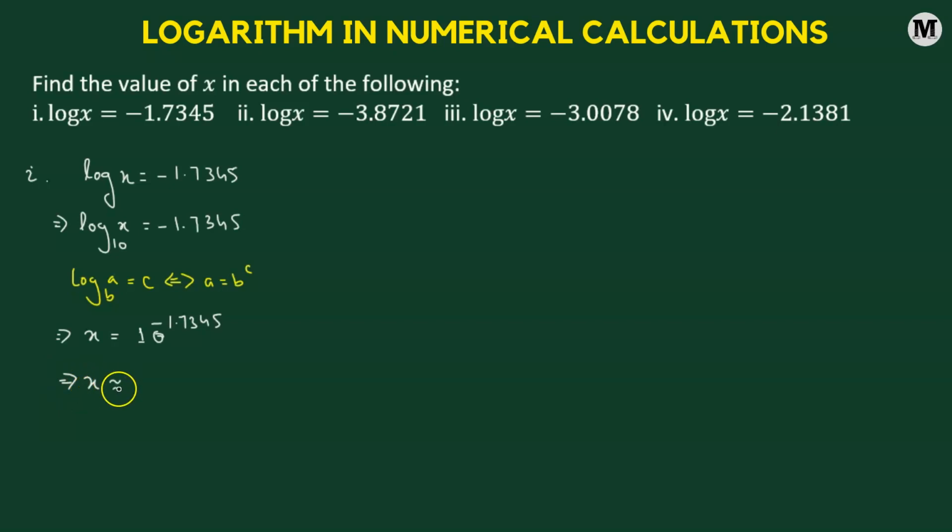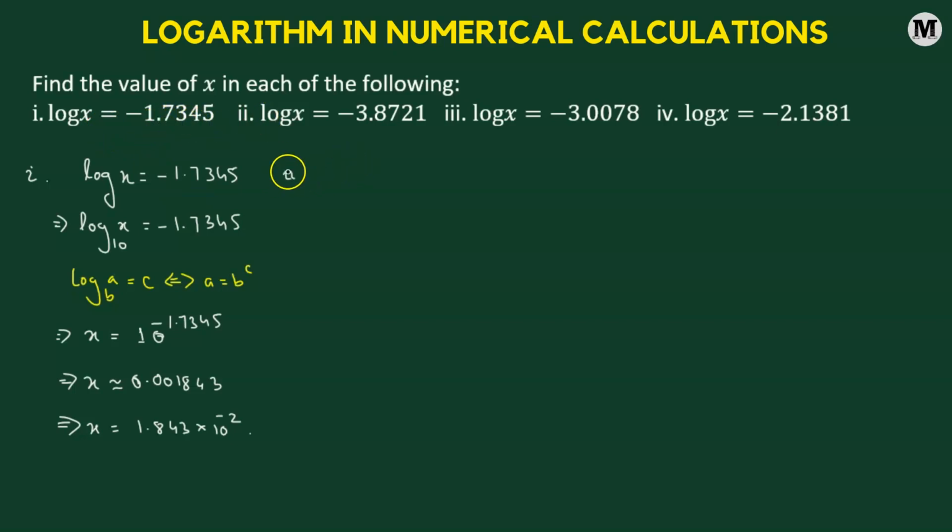Now we can use a calculator to compute the value for x. So x comes out to be approximately 0.00184. Or we can write it in the standard form as x equals 1.843 times 10 raised to the power of negative 2. So that's going to be the value of x given log of x equals negative 1.7345.